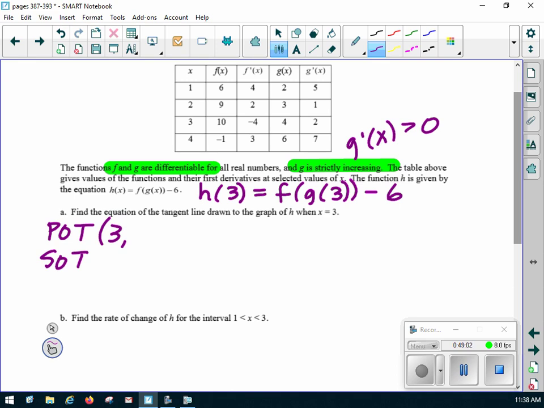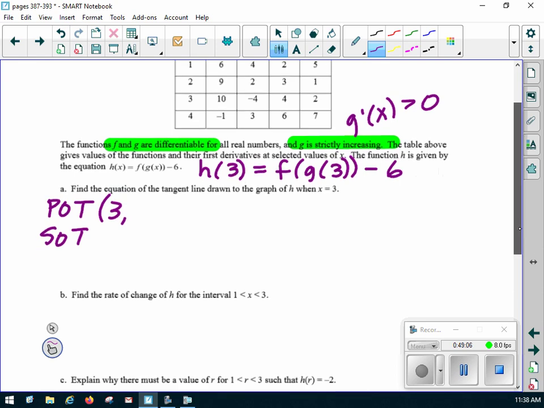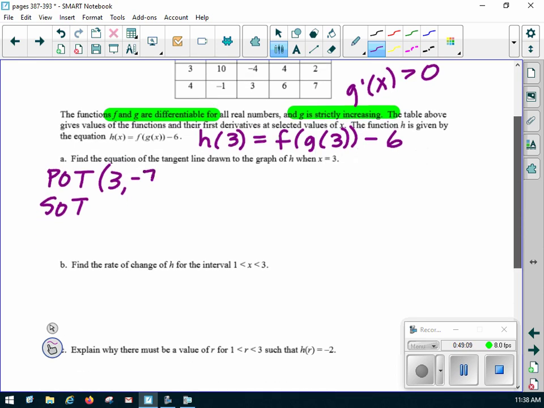-7. Yep. g of 3 is 4. f of 4 is -1. And -1 minus 6 is -7. So we know the point of tangency. How do we find the slope of the tangent line? Take the derivative. Oh my goodness, how do I take the derivative of that thing?